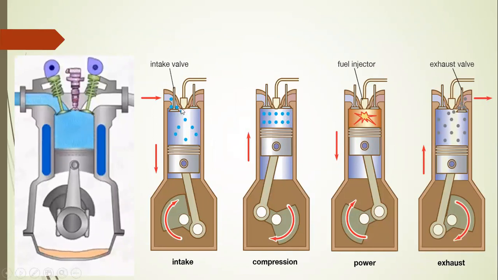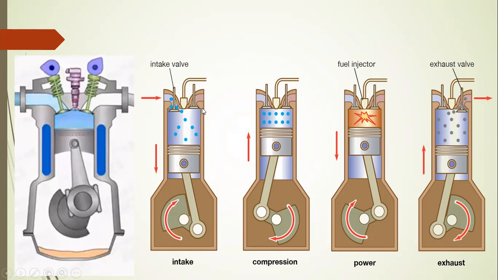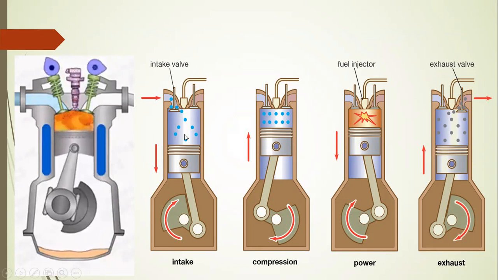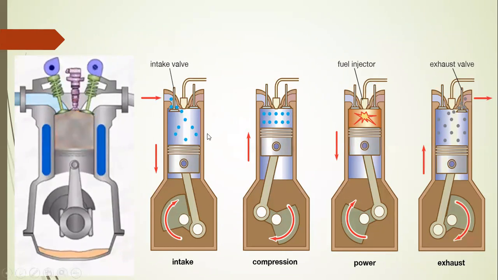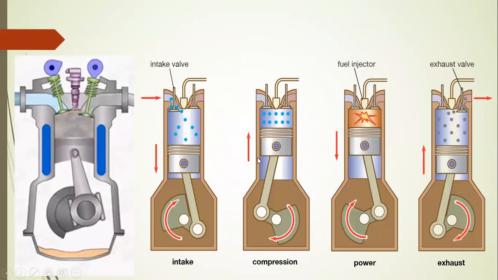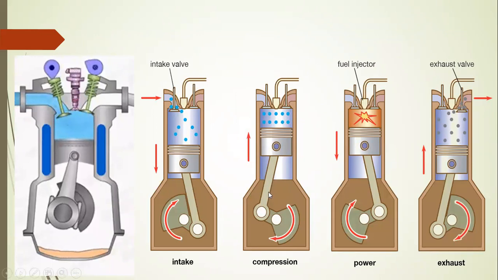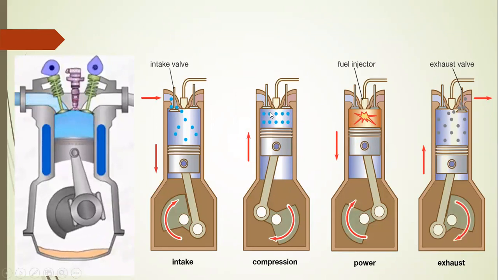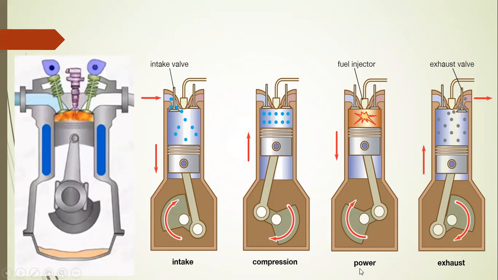Here the first figure is called the intake: the inlet valve is open and the exhaust valve is closed. At this time, new air passes inside the cylinder and the piston moves in the downward direction. Then the compression stroke starts, the piston moves in the upward direction, and both the inlet and outlet valves are closed. Then the third is the power stroke.